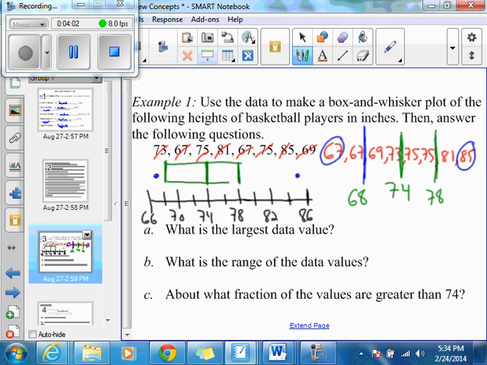Connect the dashes. That makes your box. Draw some lines out to your extremes, and that makes the whiskers. And that's a box and whisker plot.